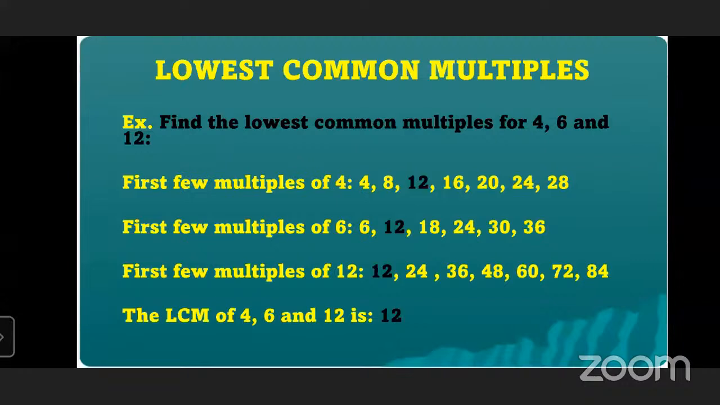While checking the tables of 4, 6, and 12, we have to write the tables themselves. After writing the tables for 4, 6, and 12, we will get that 12 is the number which is common in all the tables. Now, here, let's check 24, right? 24 is also there in the tables. But is it the lowest number? Is it the smallest number?